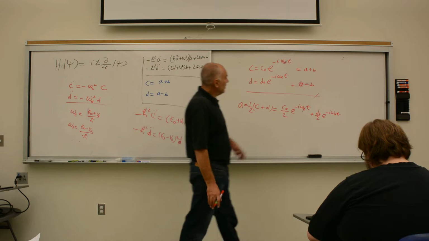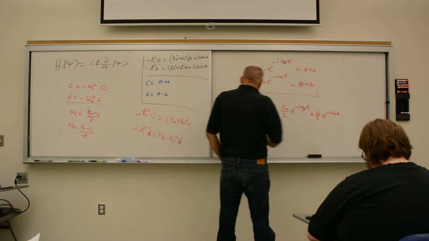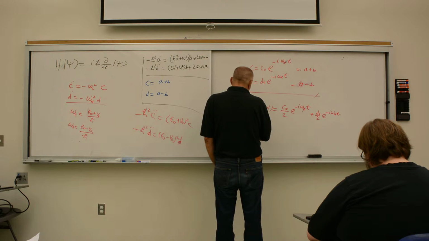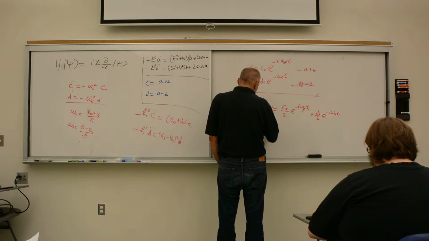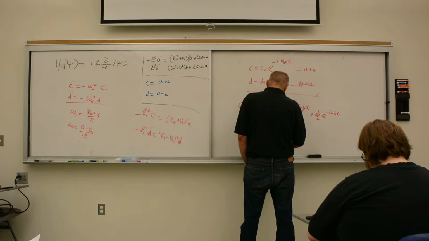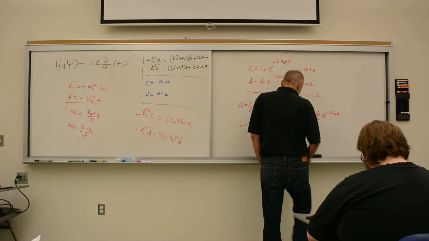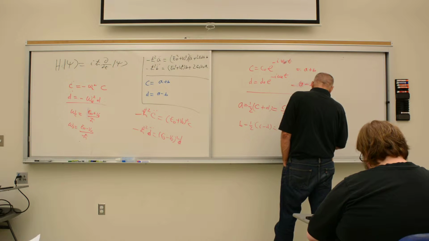And then if I subtract these two, I kill A and I get 2B. So B is 1/2 (C minus D). So this is C0 over 2 e to the minus i omega_C t minus D0 over 2 e to the minus i omega_D t.